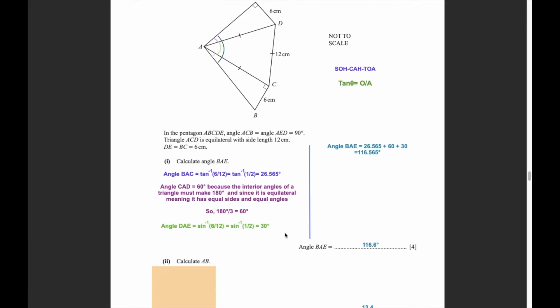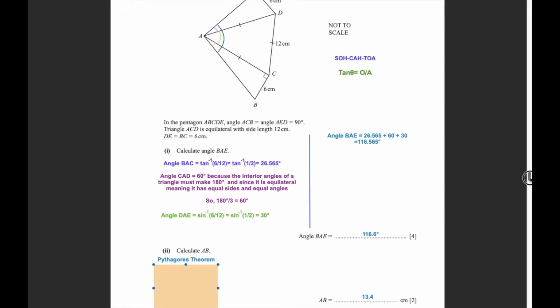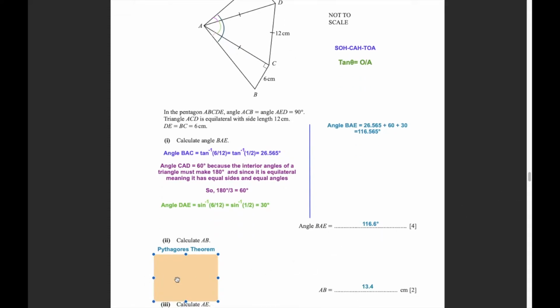We're told now to calculate the length AB. So this one right here that we didn't know about before. What we're going to use is the Pythagoras theorem. Now, the Pythagoras theorem involves all 3 sides of a right angle triangle. What's missing is the longest side, which is the hypotenuse. So in order to find the hypotenuse, we take the square root.